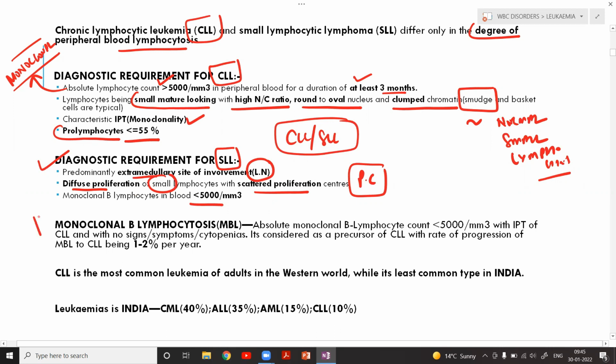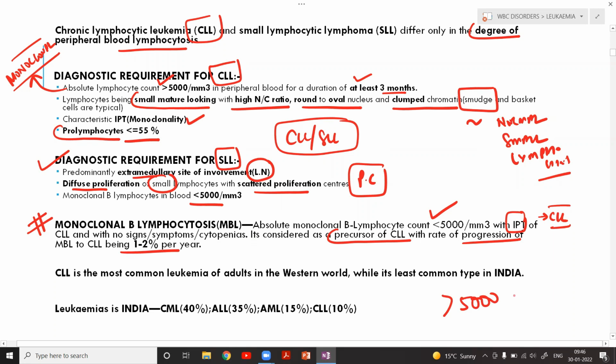There is a very important entity called monoclonal B lymphocytosis, called MBL. Here, the absolute monoclonal B lymphocyte count is less than 5,000 with IPT of the CLL. It is showing all the molecular alterations of CLL. So they are monoclonal lesions, but they do not present any signs, symptoms, or cytopenias. So it is considered a precursor of CLL, with a rate of progression of MBL to CLL being 1 to 2% every year.